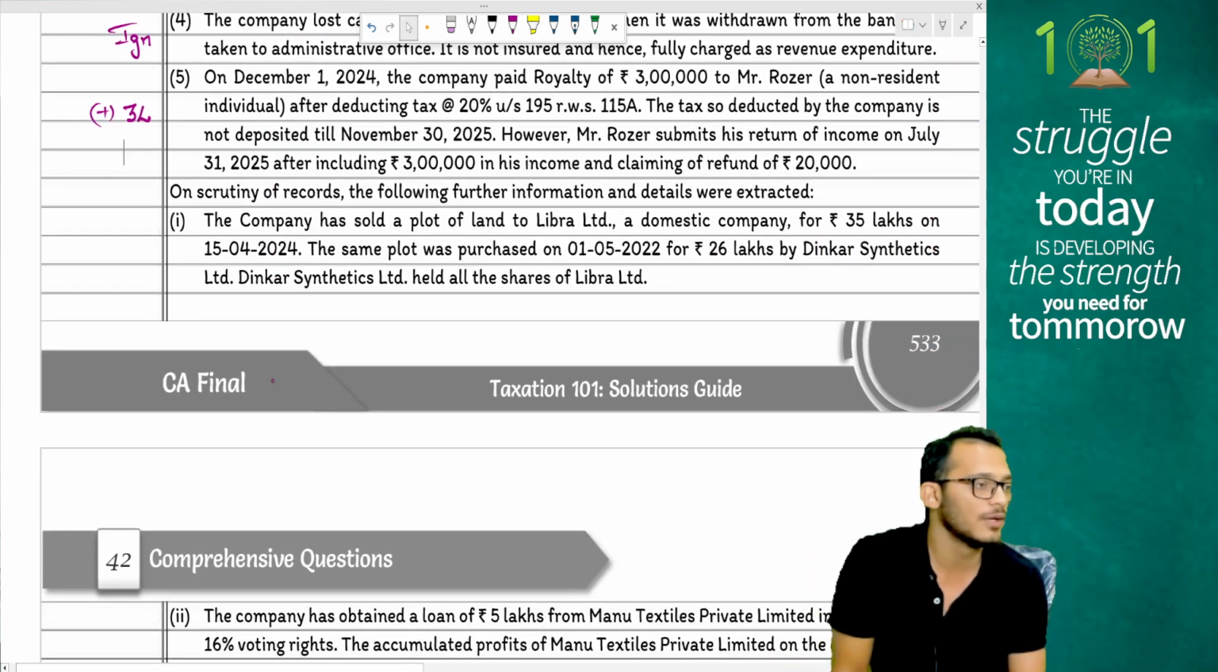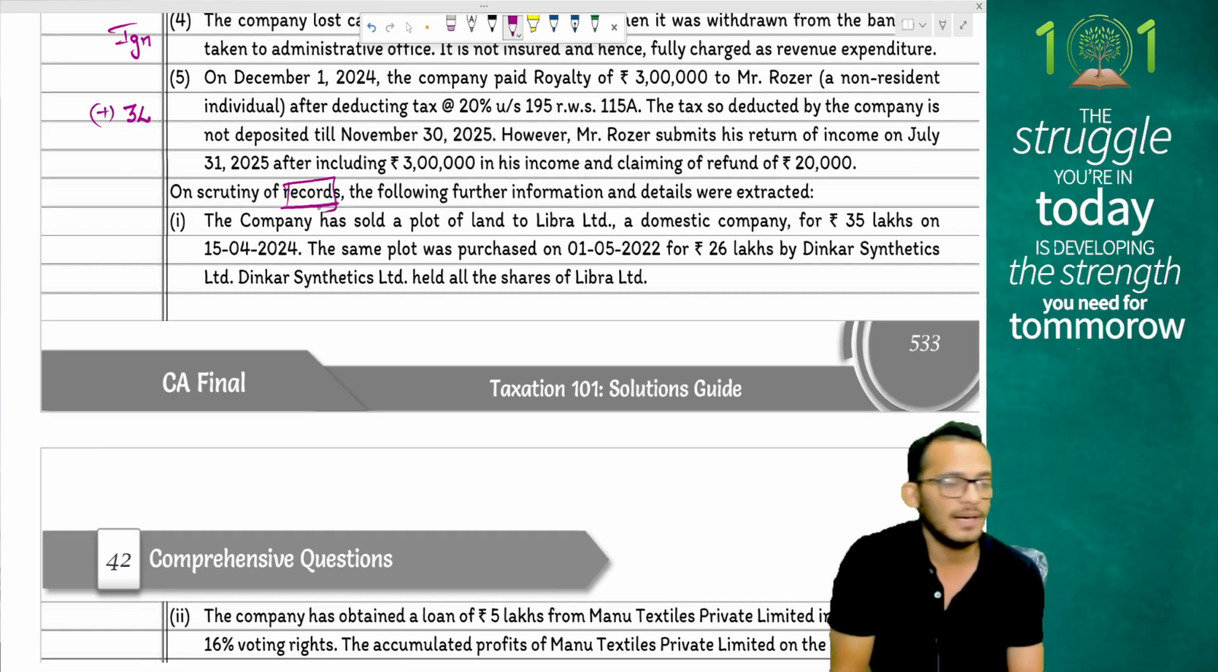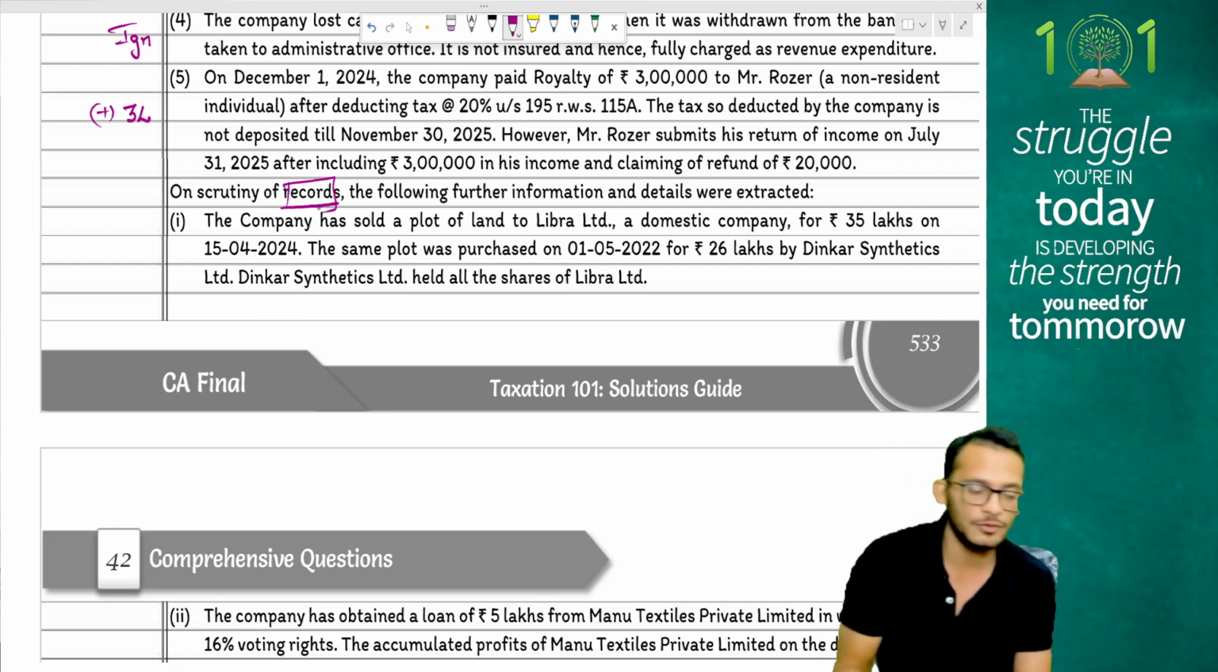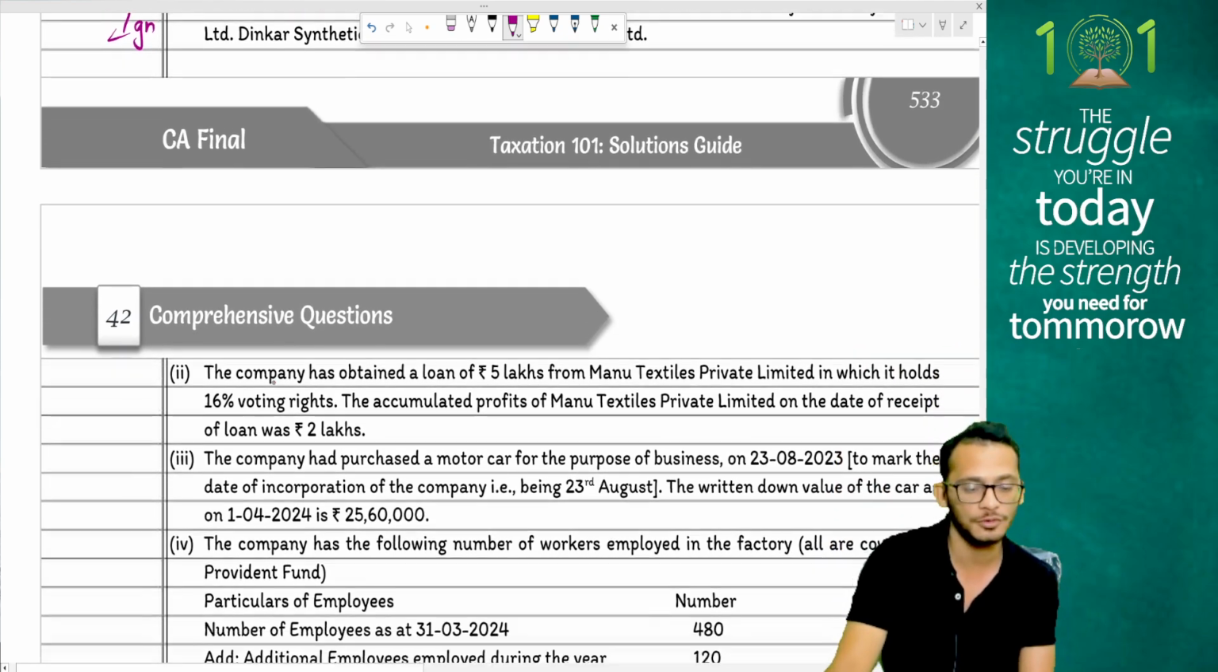Nothing is given. I can't do anything. But it's also saying on the scrutiny of records, people. I'm not sure what that means. Yes, my assumption is the profit is not shown. So therefore, because capital gains also is exempt, this is also not shown. So therefore, leave it off.